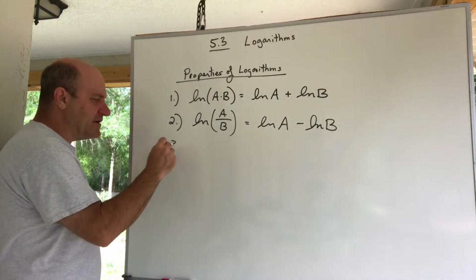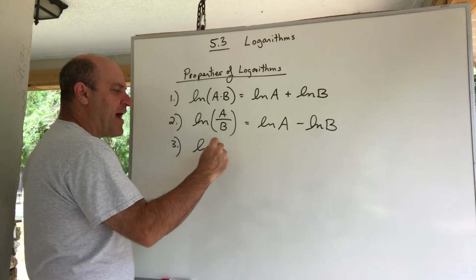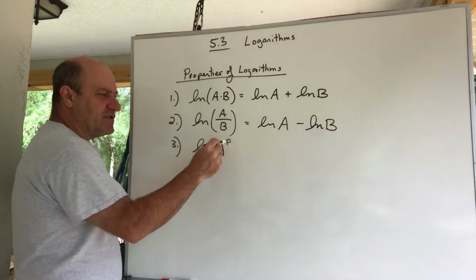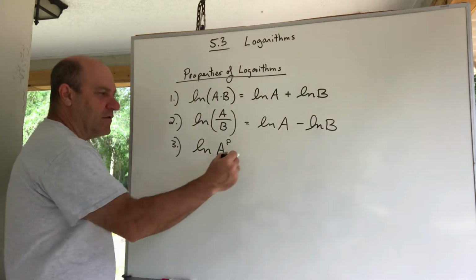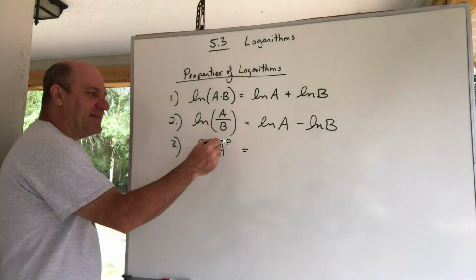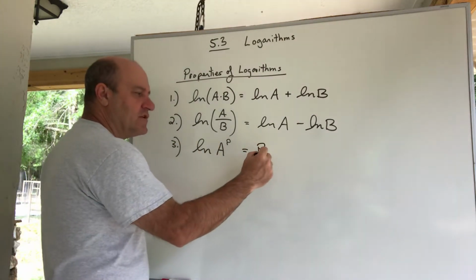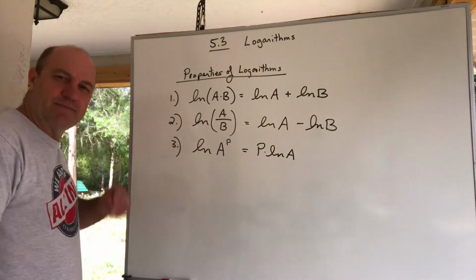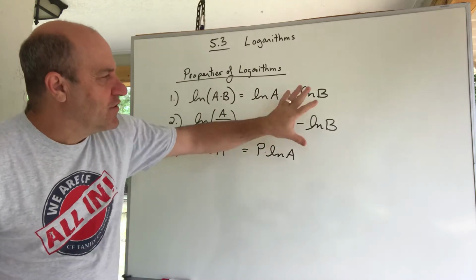There's one more. I consider this the most important one here. It's the natural log of something raised to a power p. So there's an exponent on this a. And the property is you're allowed to take that exponent and bring it down front and multiply it. So it's p times the natural log of a.